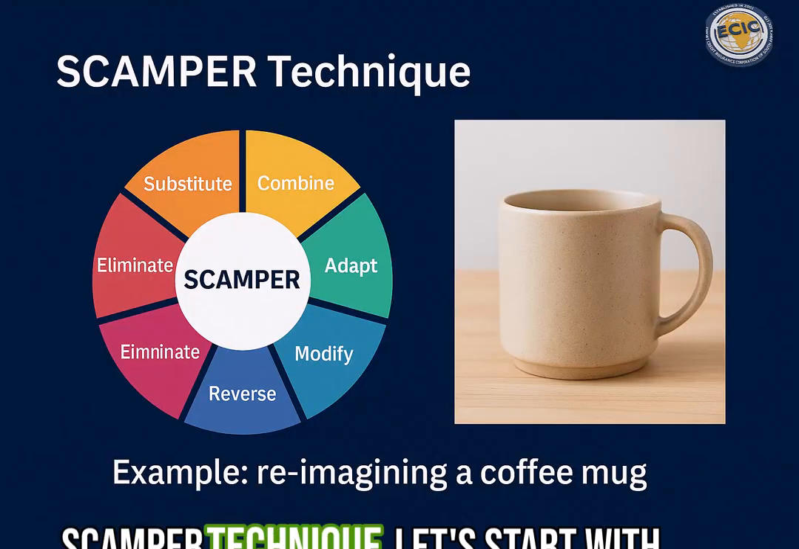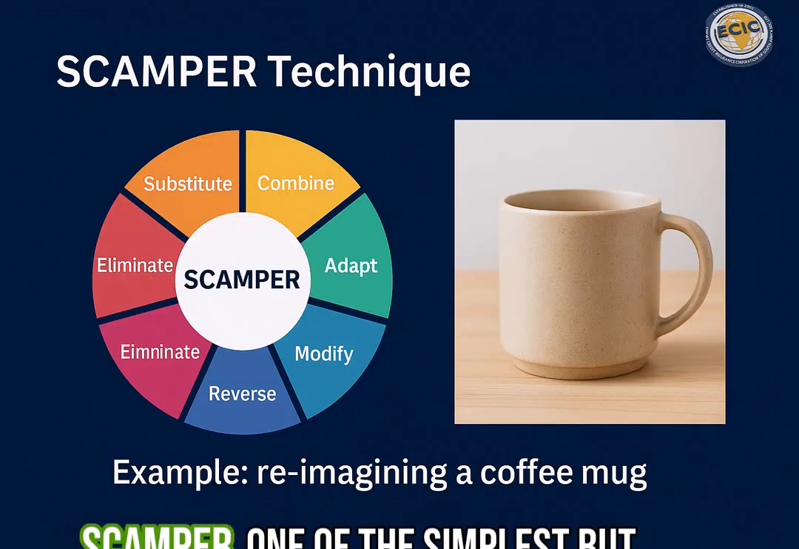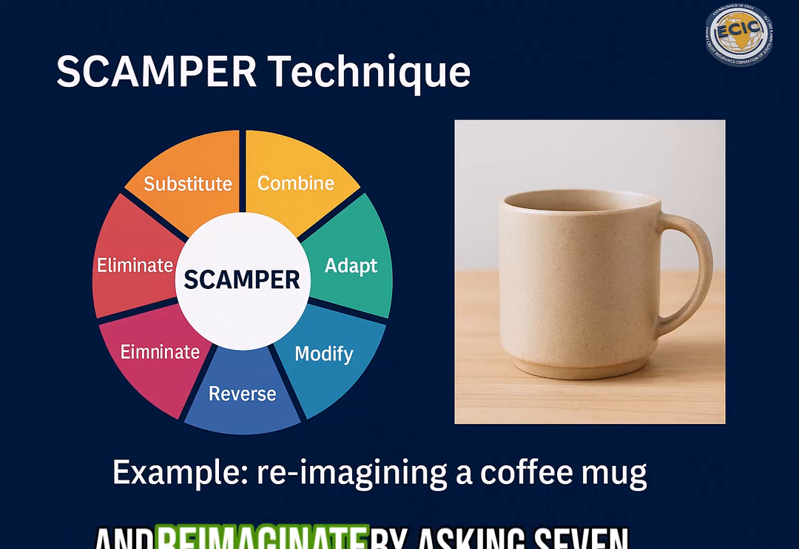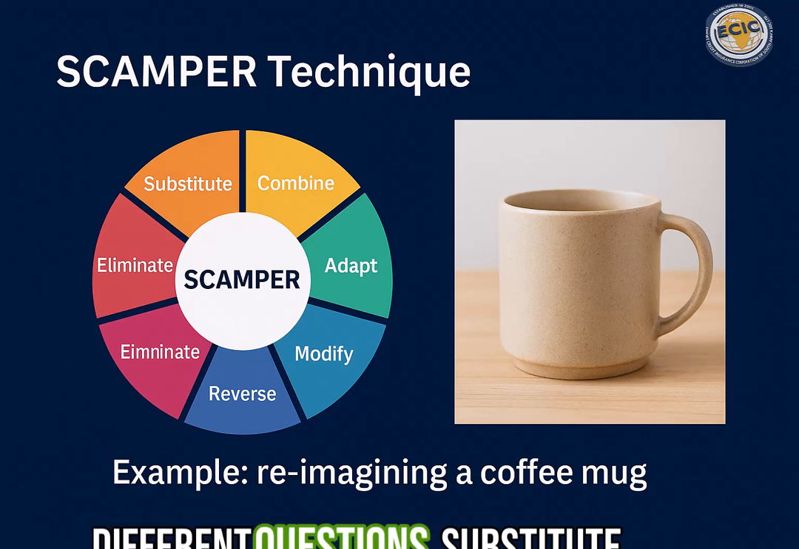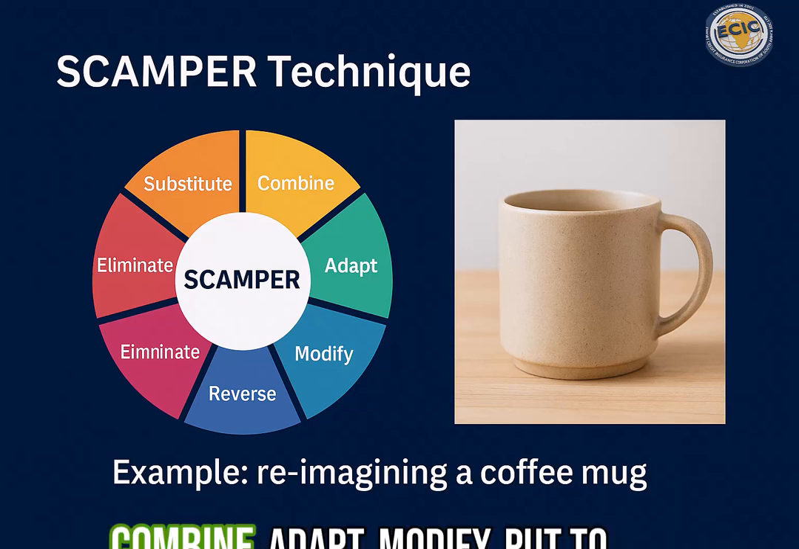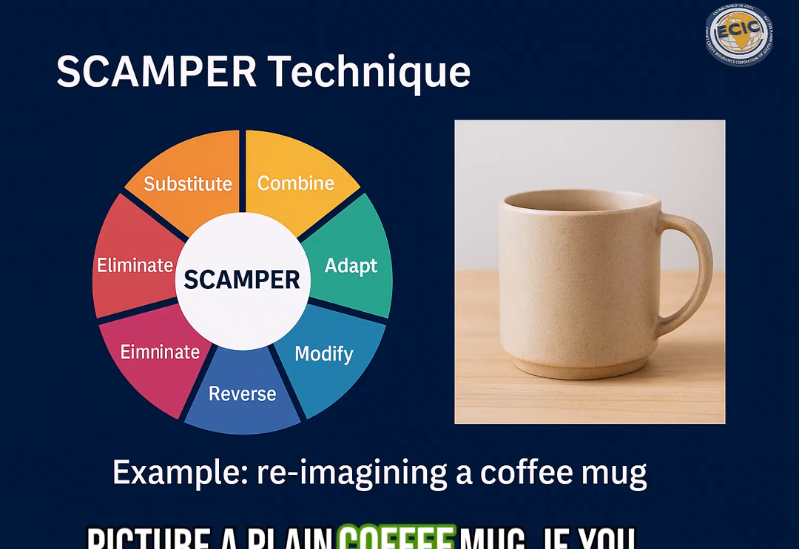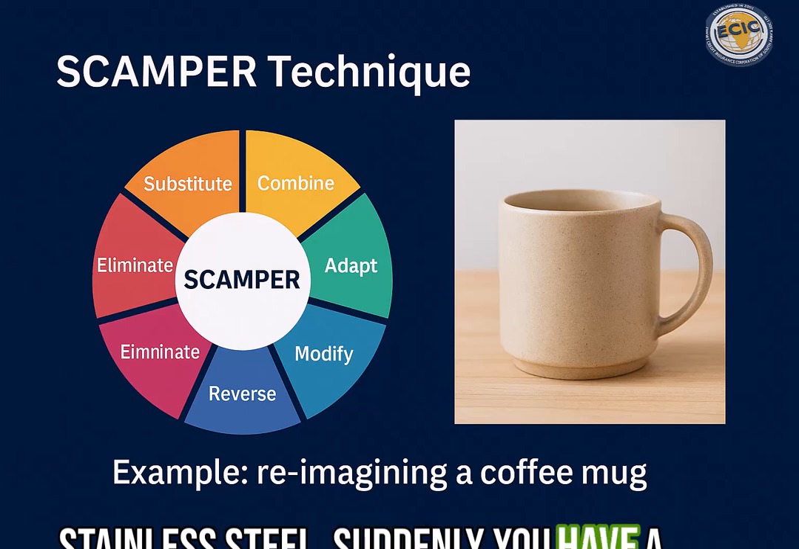Scamper technique. Let's start with Scamper, one of the simplest but most powerful creativity tools. The idea is to take something ordinary and reimagine it by asking 7 different questions: substitute, combine, adapt, modify, put to another use, eliminate, and reverse. Picture a plain coffee mug. If you substitute the ceramic with stainless steel, suddenly you have a travel mug.